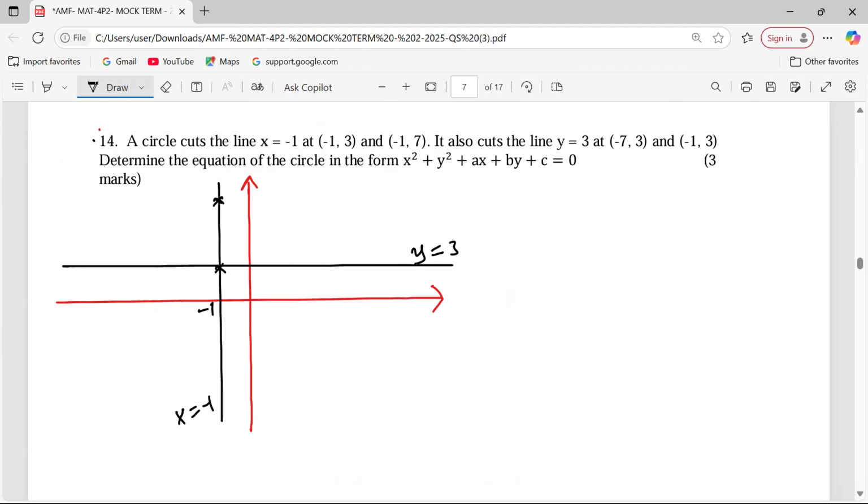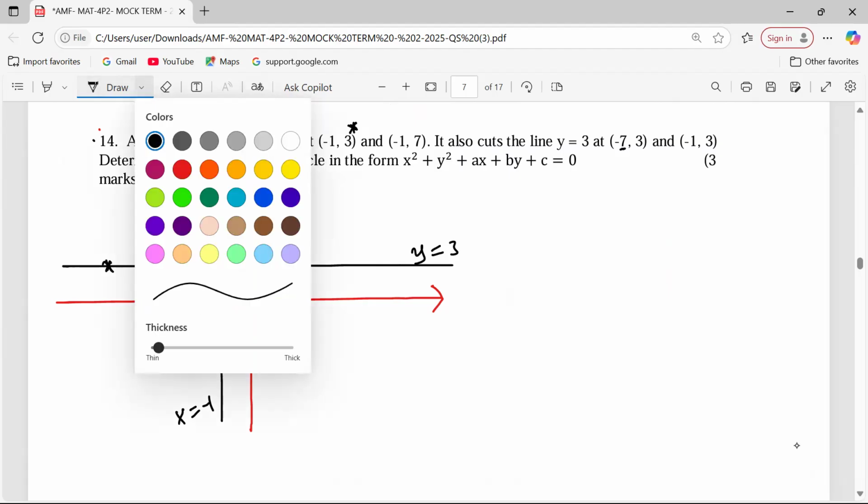-7, 3, and also -1, 3. Yeah, -1, 3 is already identified during the first. So this circle is passing through those particular points.